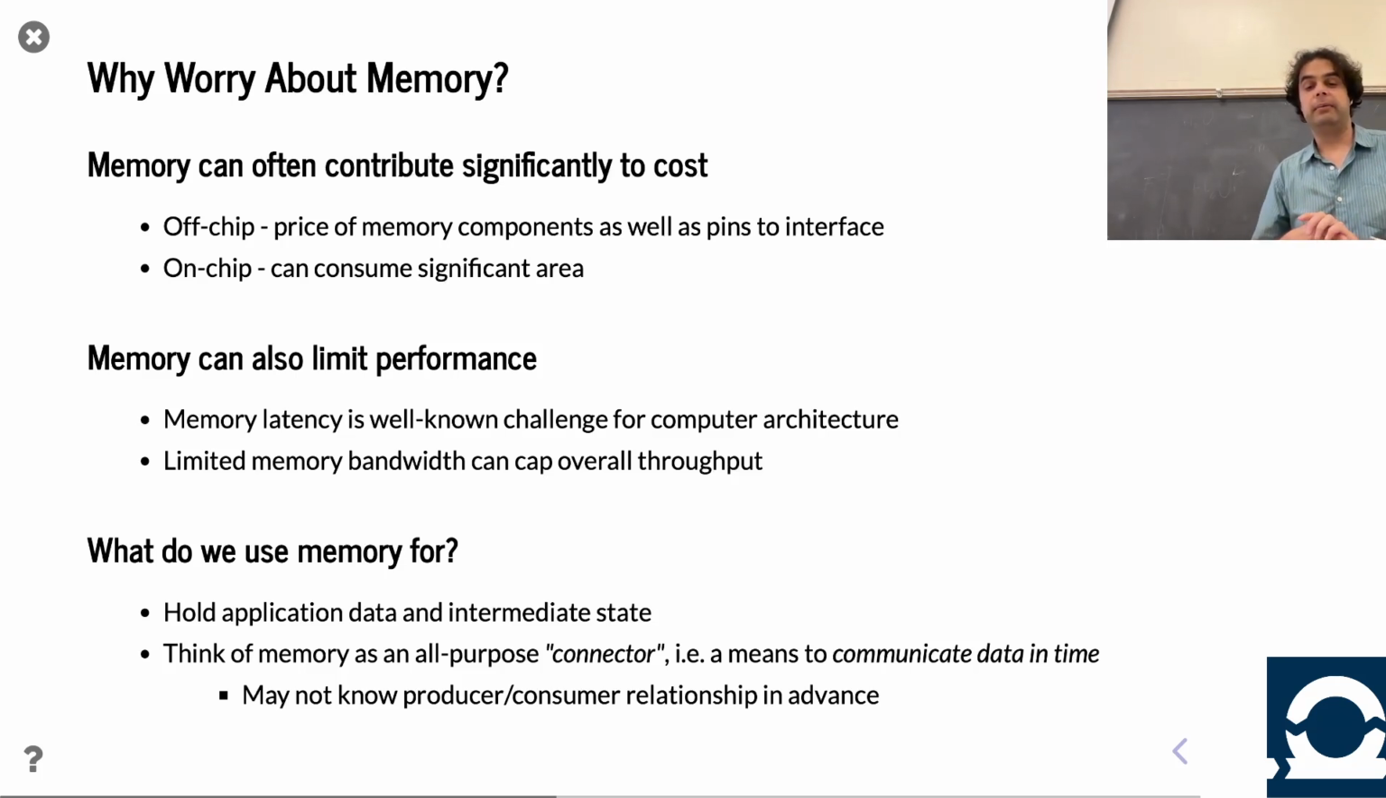And so sometimes people refer to memory as a way to communicate data in time, right? You put things in there and they come back out, and it's this kind of all-purpose connector. With your normal hardware data path, this producer is wired to this consumer, a very clear wired connection, versus memory, where you chuck things in and then pull them out later on, right? And so as a result, you don't know the producer-consumer relationship in advance. That's an interesting detail for an architect trying to optimize all this, but the result, of course, is that the memory is there. We need it, and it has all these challenges and costs.